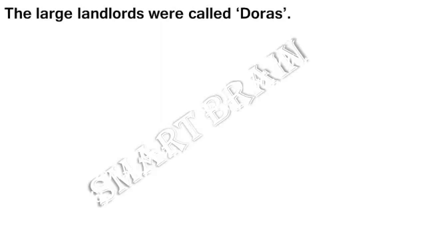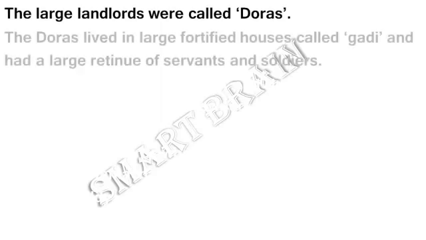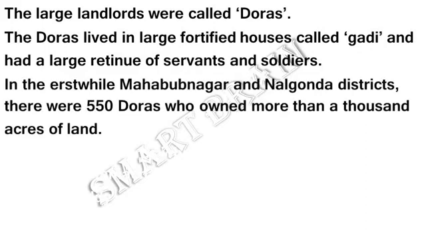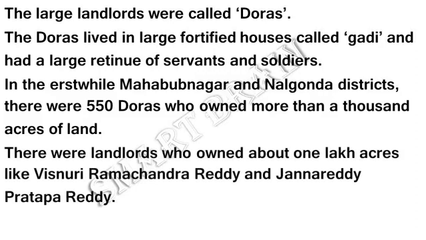The large landlords were called doras. The doras lived in large fortified houses called gadi and had a large retinue of servants and soldiers. In the Eastwell, Mahbubnagar and Nalgonda districts, there were 550 doras who owned more than 1,000 acres of land. There were landlords who owned about 1 lakh acres, like Visnuri Ramachandra Reddy and Jana Reddy Pratap Reddy.